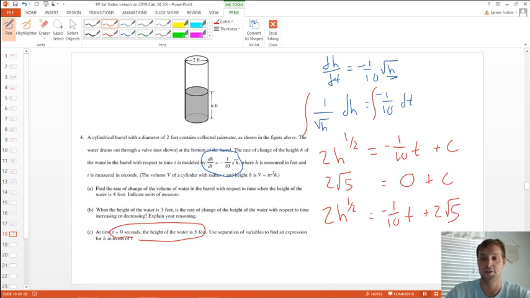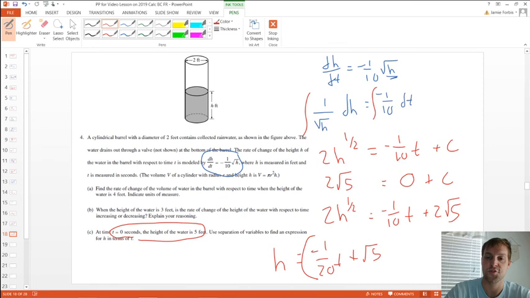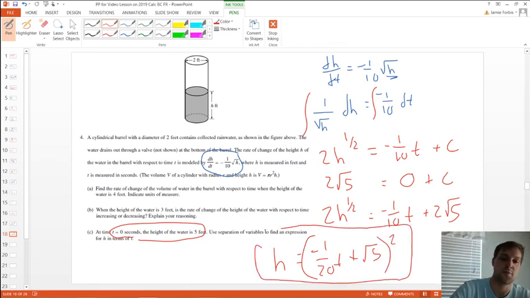And all I have to do now is just divide by 2. So if I divide by 2, h is going to equal, negative 1/10 divided by 2 is negative 1/20 t, and 2 root 5 divided by 2 is just going to be root 5. And then I also have to square it to get rid of the 1/2 power. So there is my expression for h, doing separation of variables.